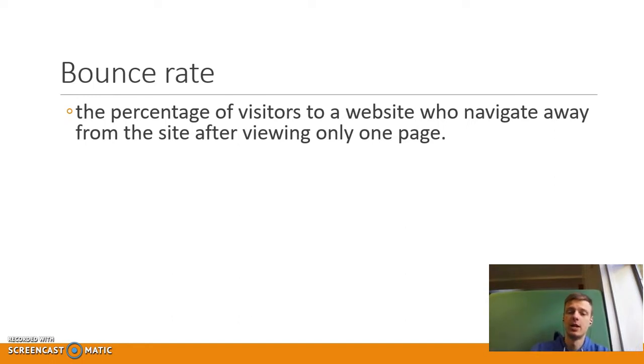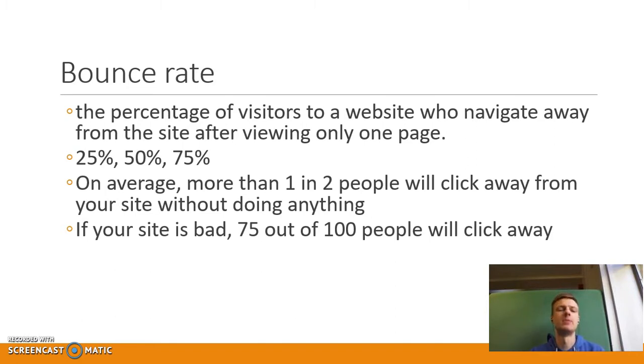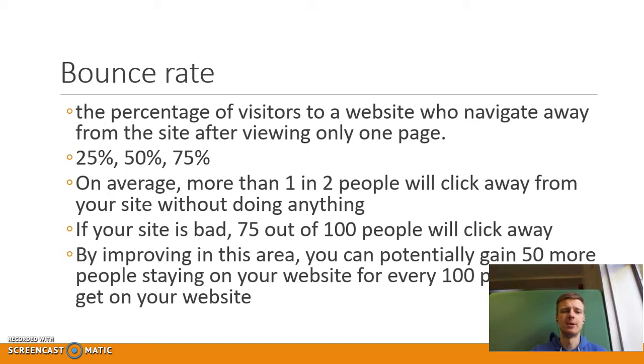So you pretty much lose a potential customer, and these are the numbers for this bounce rate. A good bounce rate is 25% for a website. An average bounce rate is around 50%, and a really bad bounce rate is 75%. So on average, more than 1 in 2 people will click away from your site without doing anything. And if your site is really bad, then 75 out of 100 people will click away. And by improving this area, you can actually gain 50 more people staying on your website for every 100 people you get on your website.